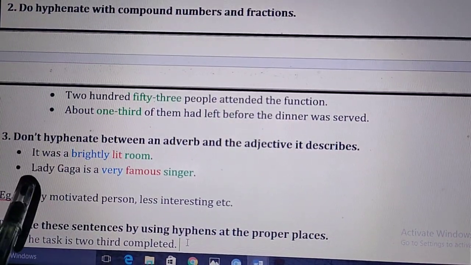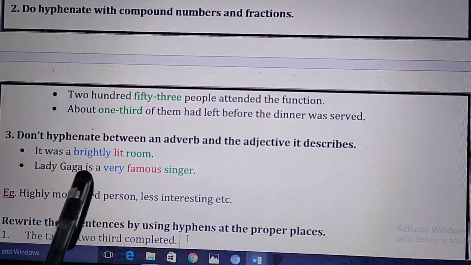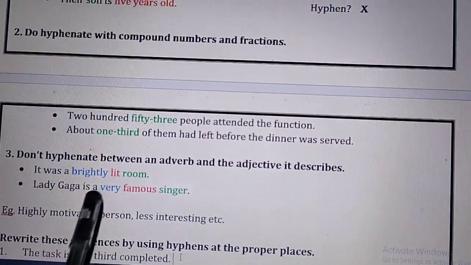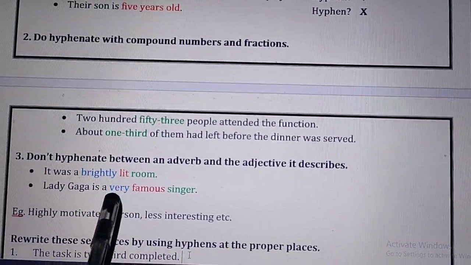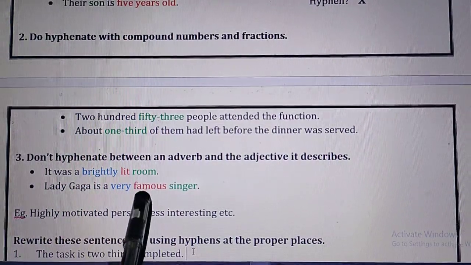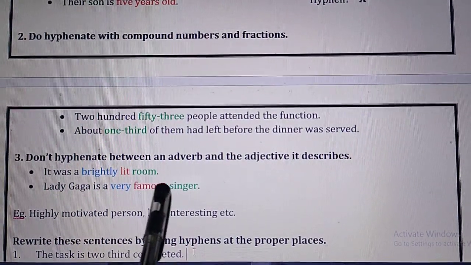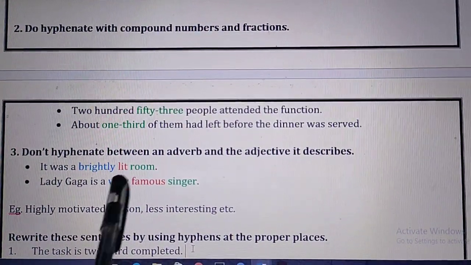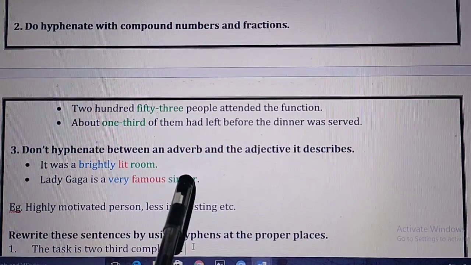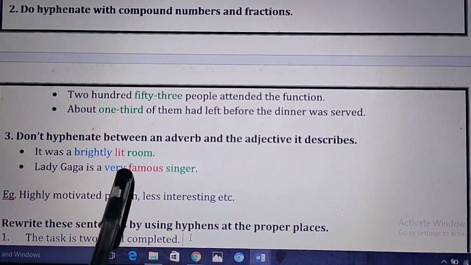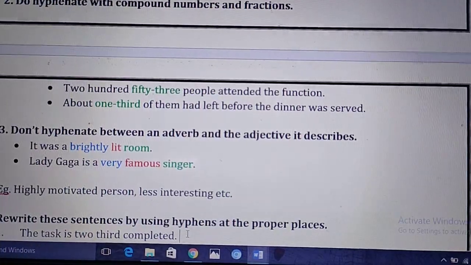Okay, so let's take a second example. Lady Gaga is a very famous singer. So here you can see very is an adverb, famous is an adjective, and singer is a noun. You can see very is modifying famous, and famous is modifying singer. When such a combination is there, we shall not use a hyphen here.